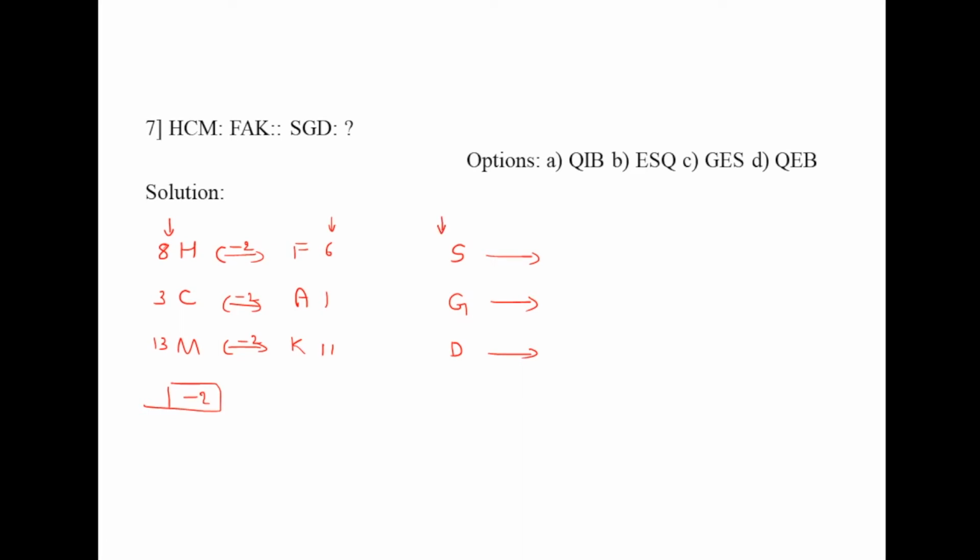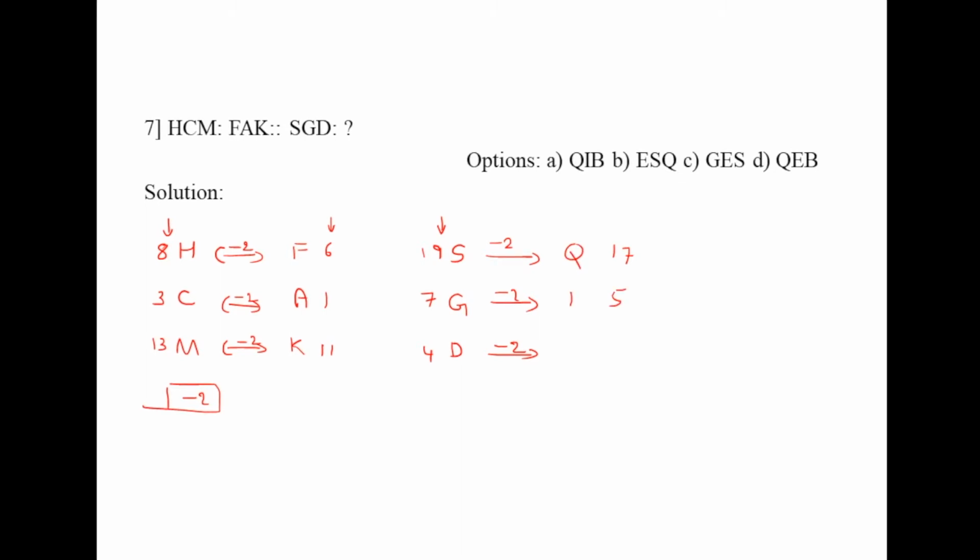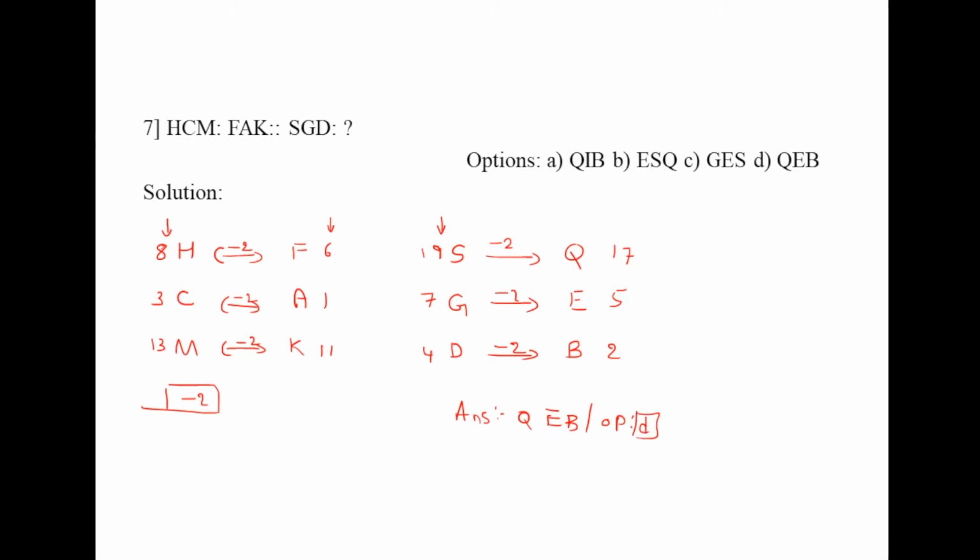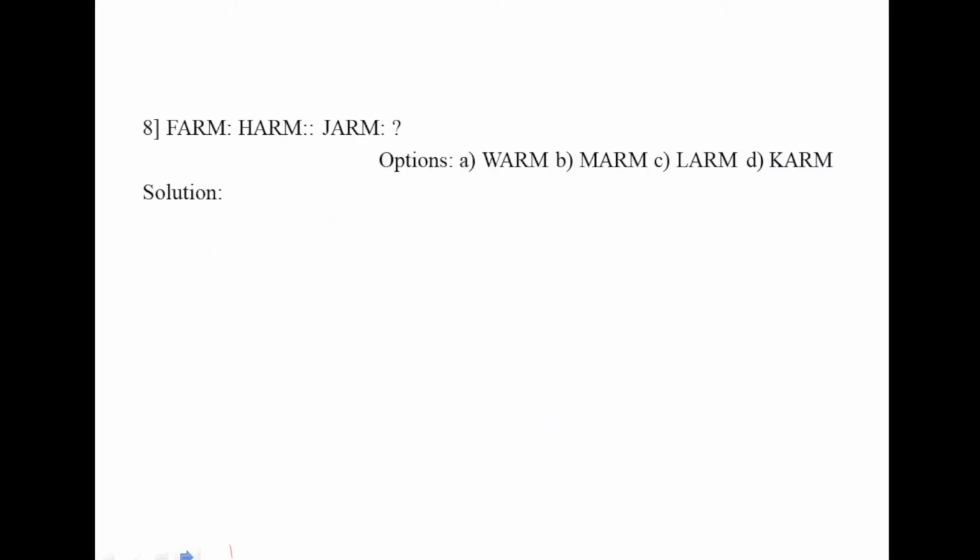On the left side I will write S as 19, G as 7, D as 4, with the minus 2 logic. 19 minus 2 is 17, which is Q, 7 minus 2 is 5, which is E, and 4 minus 2 is 2, which is B. So my answer is Q, E, B, and the option is, yes, option D, Q, E, B. I will move to the next question, guys.